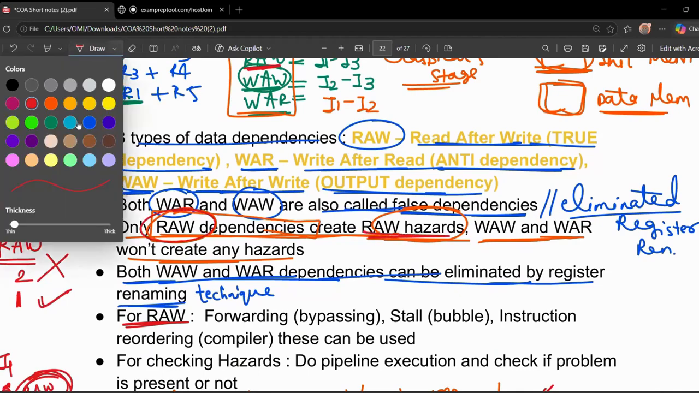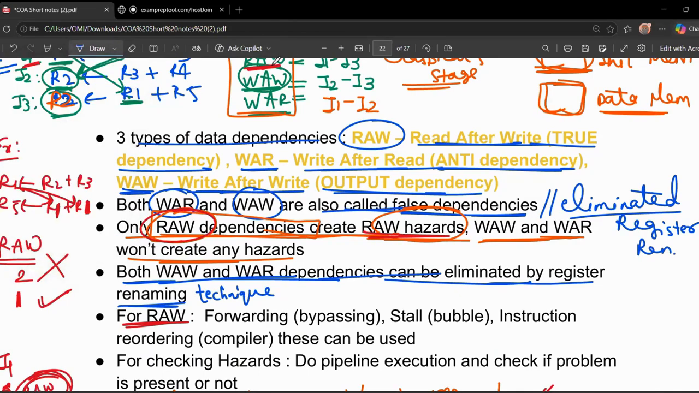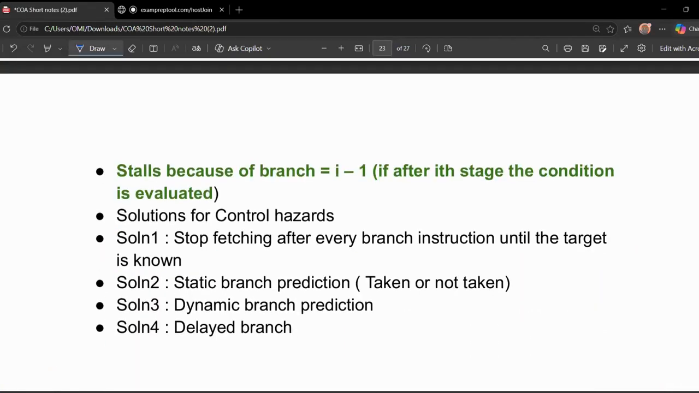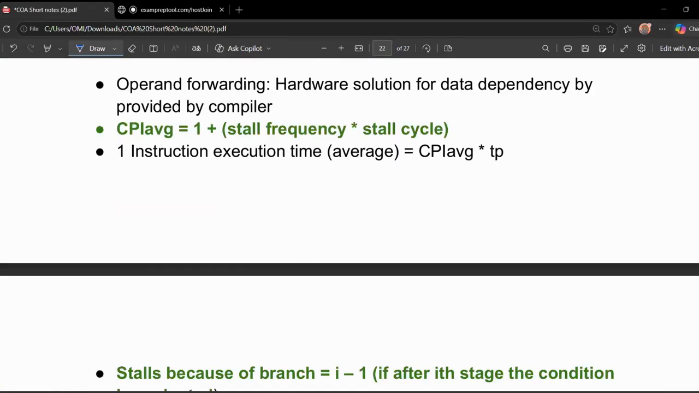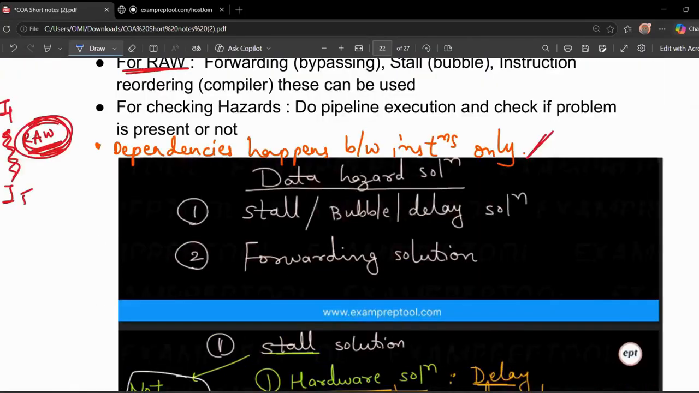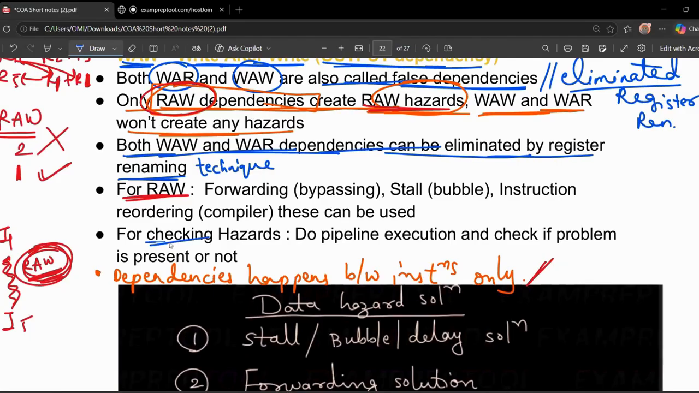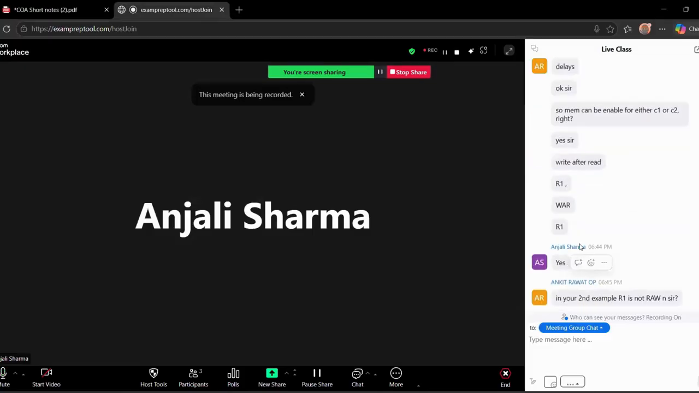So how to find the hazards? You have to execute the normal pipeline. Maybe I have written here or not, I'm not sure. Yeah, I have written here: for checking the hazard, what you have to do? You have to do pipeline execution, and check if the problem is present or not.